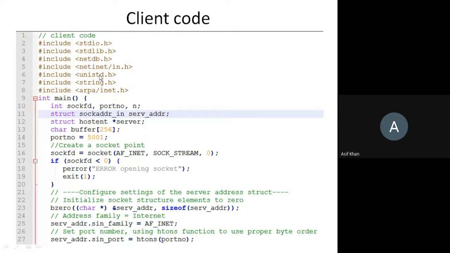Now these are the header files used. And here see some variable declarations are done here, right? And buffer is also declared here. The port number 5001 is the same. So the port number should be the same for the client and server, right?